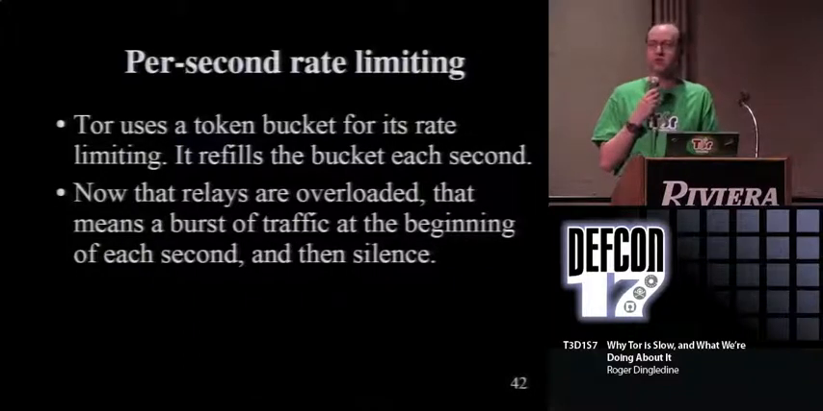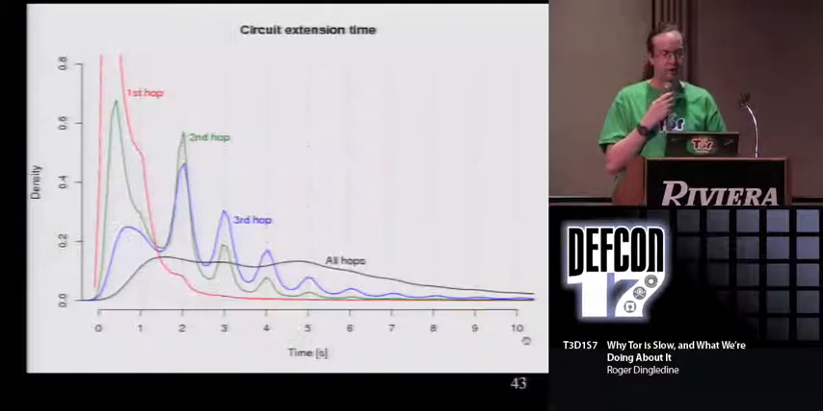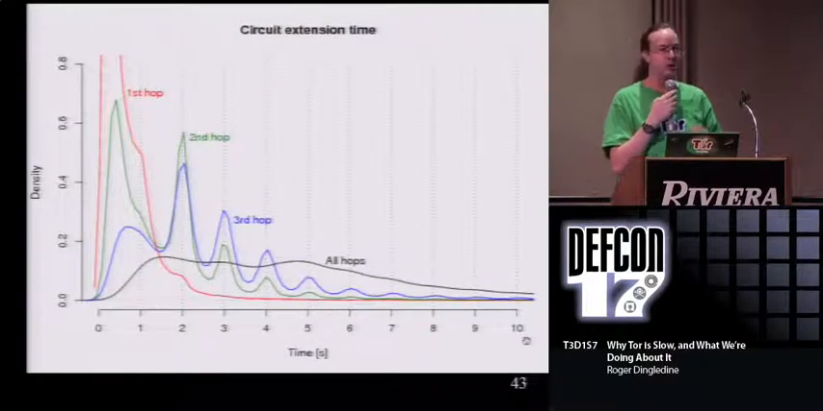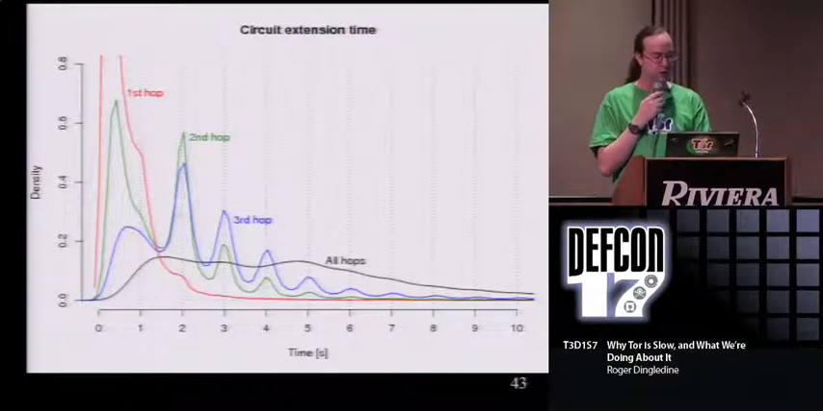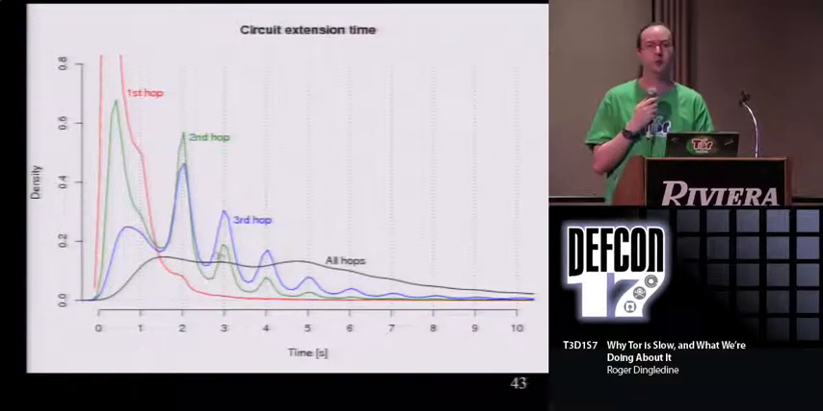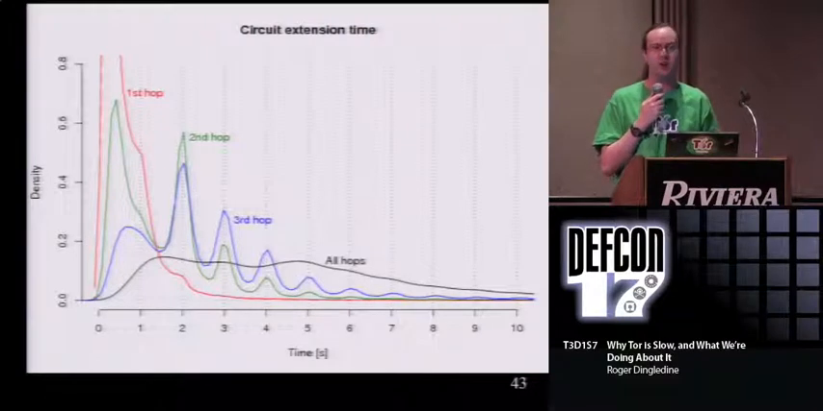First, this is horrible for TCP. It doesn't like burst, silent, burst, silent. Karsten, the fellow who's been doing a lot of these measurements, did a graph of how long it takes to build a circuit. The red one is how long it takes for the first hop to finish. The green one is how long it takes generally for the second hop. The blue one is the third hop. And he showed up and gave me this graph, and he's like, there's this weird hump stuff going on. At the beginning of every second, that's when most of my circuit hops finish. What's up with this? And the answer is, it's that rate limiting thing I was talking about before.